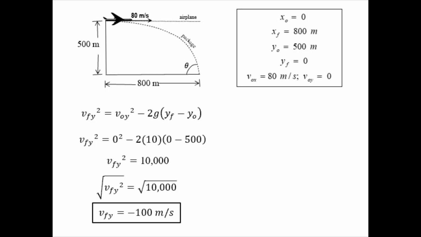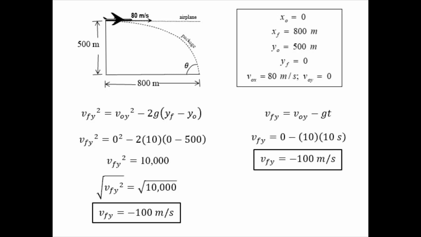Okay. Anyway, now that we know v final y is negative, we can solve for v final y using this other equation if we wanted. We don't have to necessarily use this one that I started with on the left. You might have said, well, v final y is going to be equal to v original y, which I know is 0, minus g times t. So probably even much easier would be to solve for v final y like I did on the right here. And you'll notice you get the same answer.